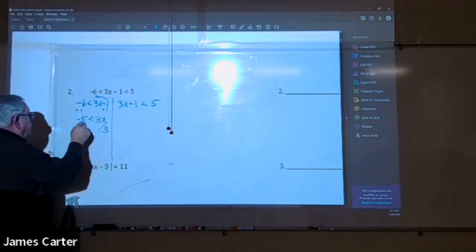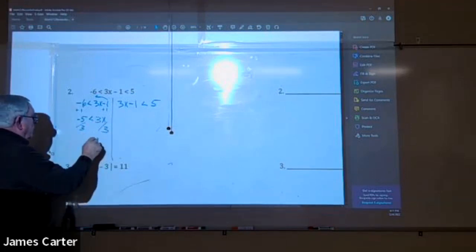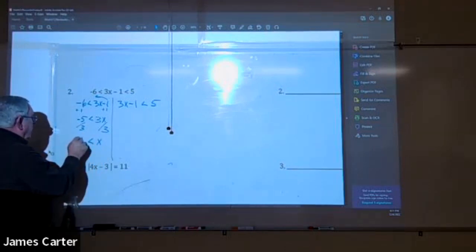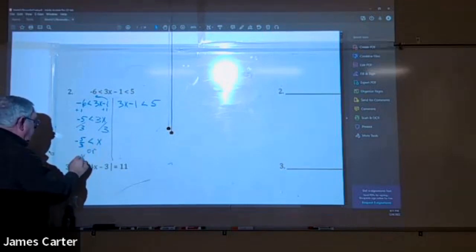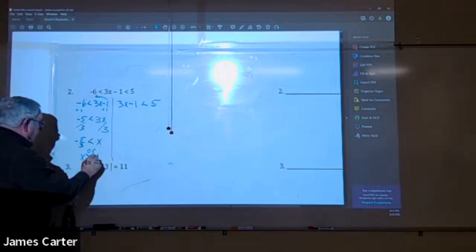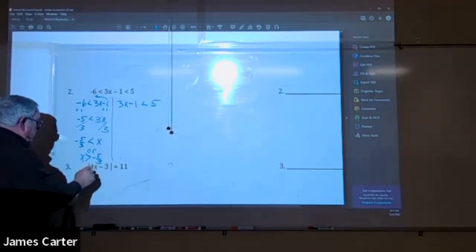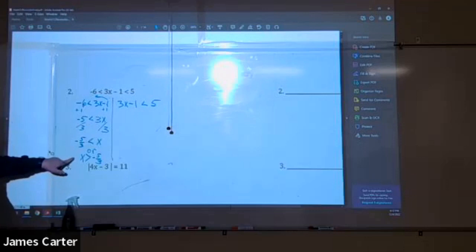Divide both sides by 3. And we get x is greater than -5/3. This is the one we're going to use if we try to graph this thing. Always with the variable on the left if you graph.